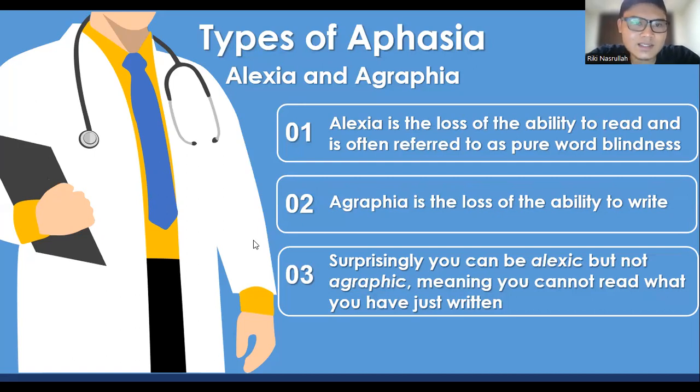Next, agraphia is the loss of the ability to write. What's surprising is you can be alexic but not agraphic. You can write but cannot read what you have just written. And so these are distinct neural pathways involved in reading and writing. We often treat them as two sides of the same coin, but they are entirely different neural systems.